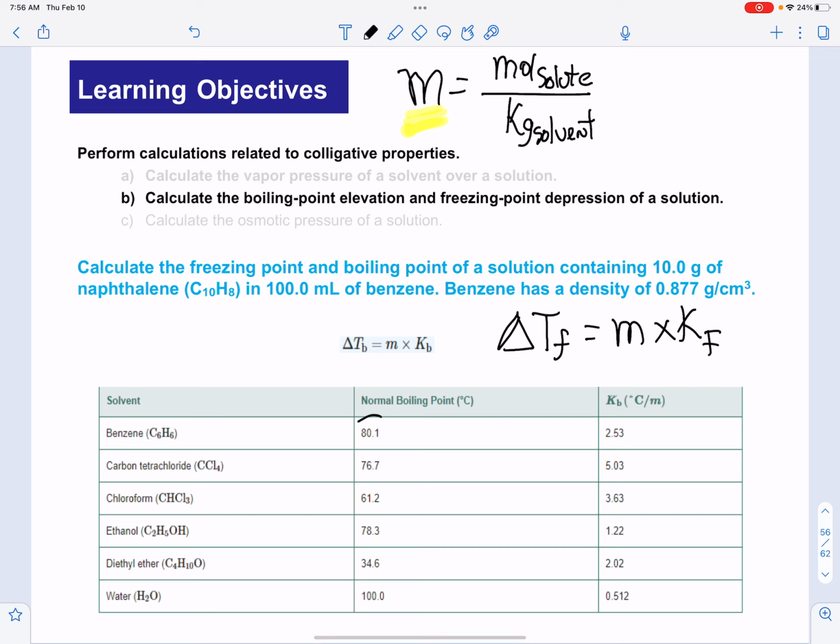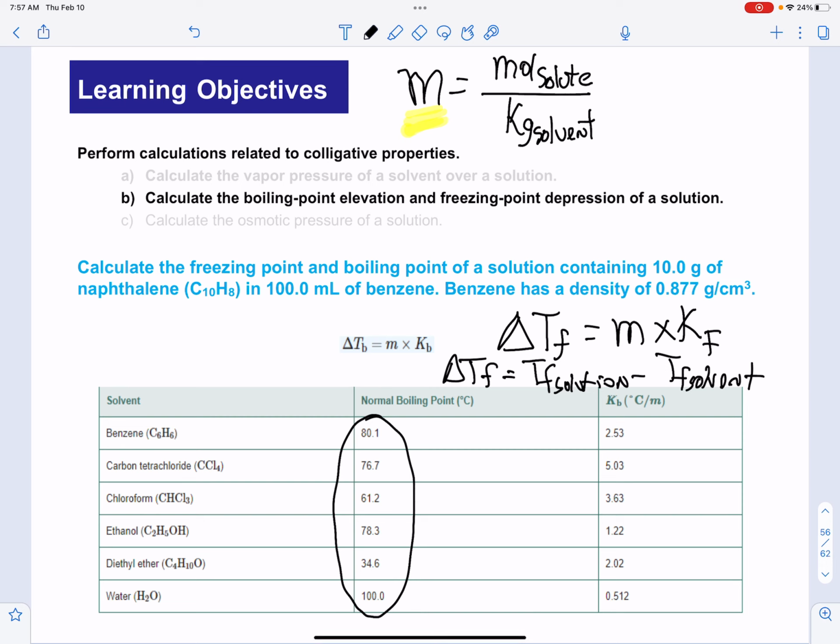And it gives you this normal boiling point. So you're finding, remember, delta TF is going to be the freezing temperature of the solution minus the freezing temperature of the pure solvent. So that's kind of a nice way to predict, based on how much you put in there, how much lower you're going to have to be in terms of freezing.